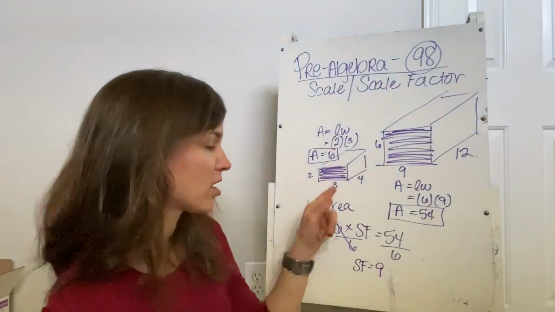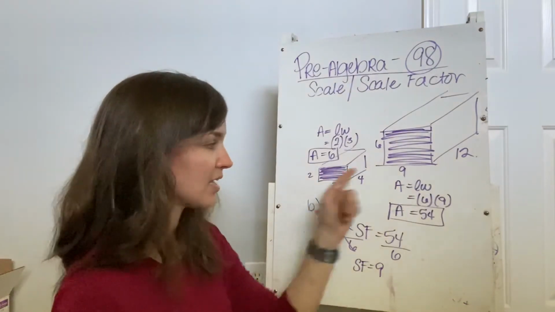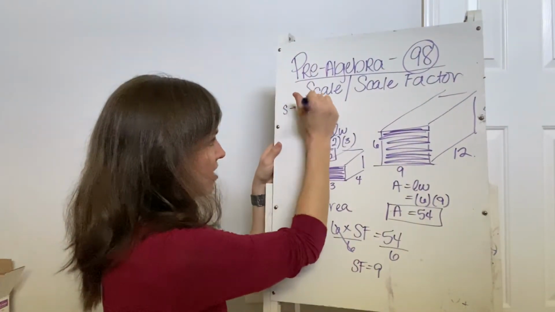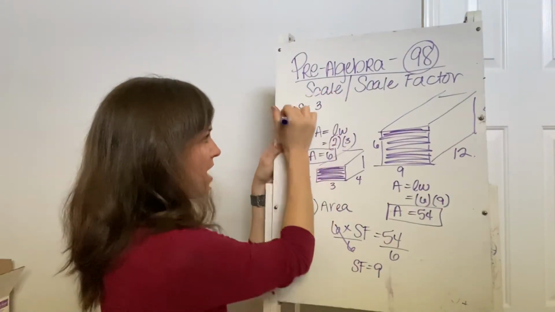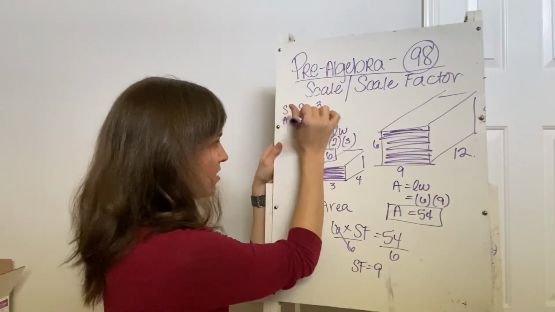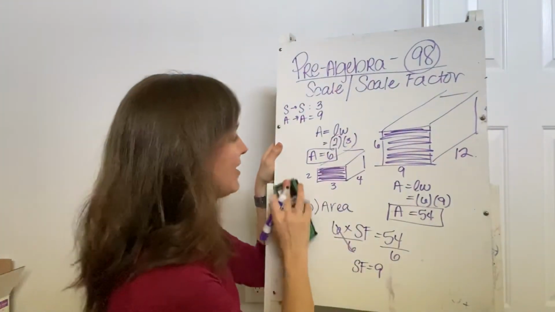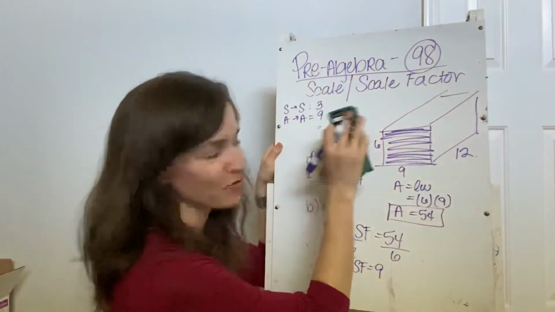Okay, so our scale factor from side to side, let's kind of keep track up here. So side to side, our scale factor was 3. Area to area, our scale factor was 9. So now we're going to look at, you guessed it, volume.